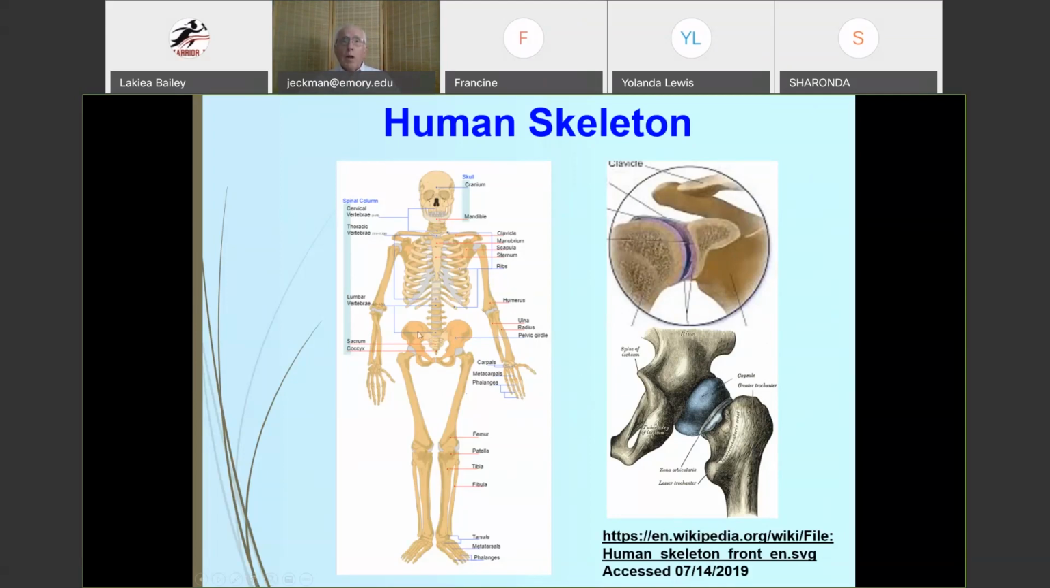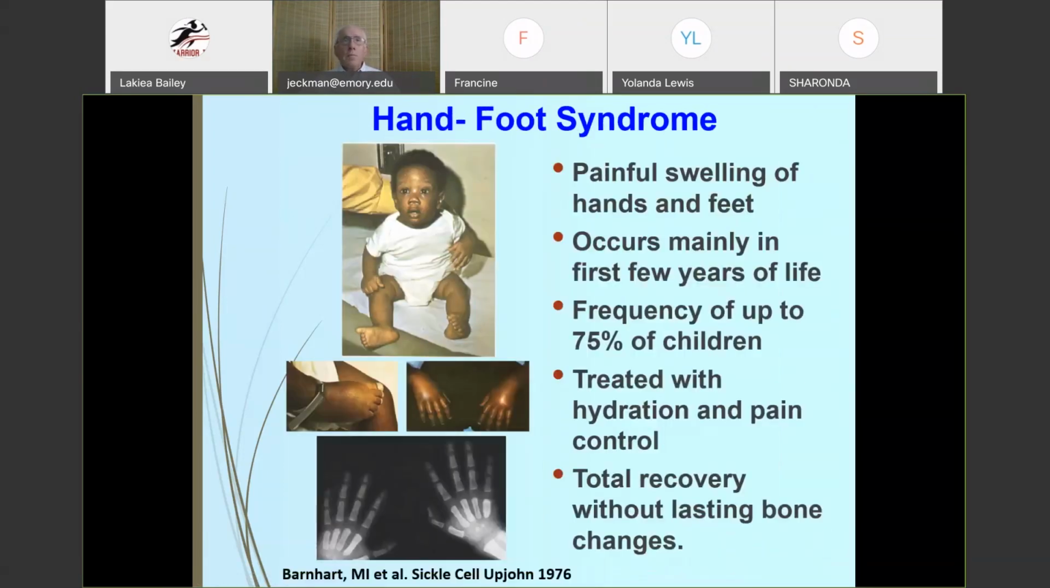But we're going to be talking really about the whole skeleton tonight, because it really can be affected. Problems with the skeleton manifest themselves very early in life. This is an infant who's only a few years old, who has what's called hand-foot syndrome. Hand-foot syndrome is a painful swelling of the hands and feet, shown in close-up here, where the dorsum of the foot, the top of the foot, and the top of the hands are very swollen, and they're very painful. If you look at the X-rays, the bones are actually dying.